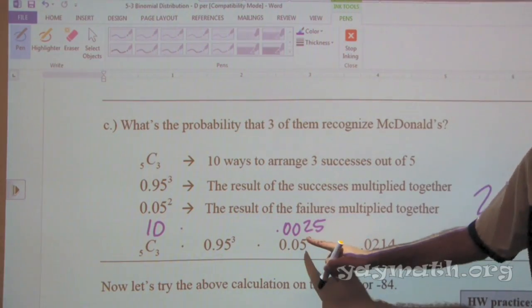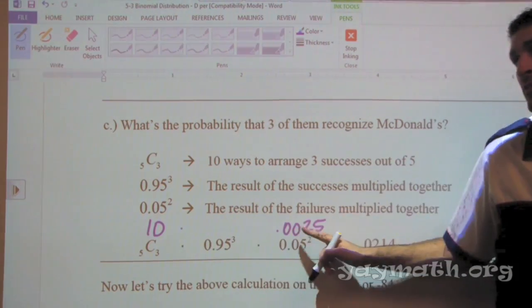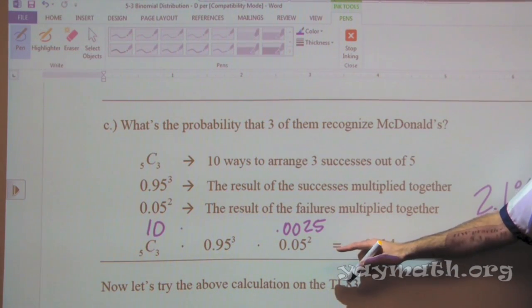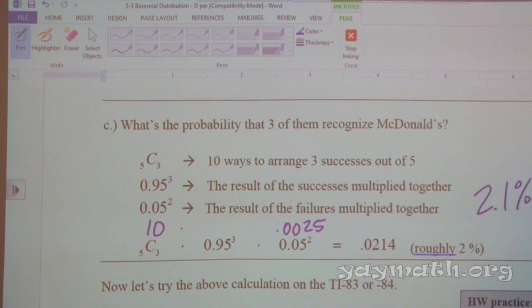.0025. See how this makes the result very small? But it shows you that with companies like McDonald's, it's really important to get the most number of people to see your product. Out of 5 people, losing 1 person really drops down your chances of getting them to come to your restaurant.